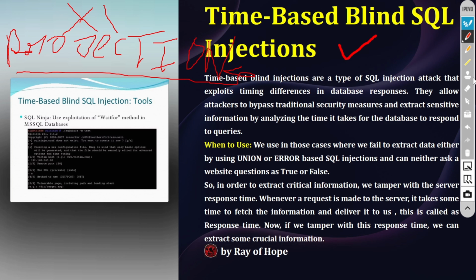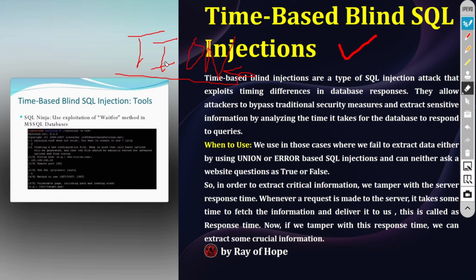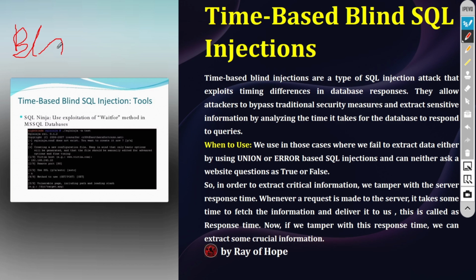But sometimes the website is neither projecting anything when we change the parameter, nor showing any error. But if it is getting blank, that means over there we can perform blind Boolean SQL injection, that we have covered in our previous classes.